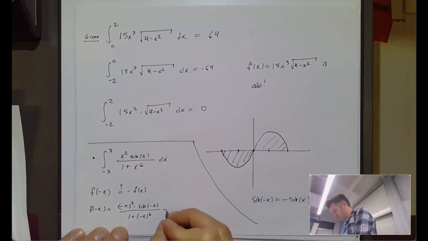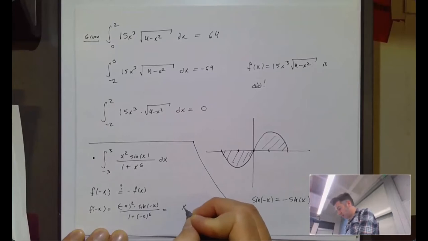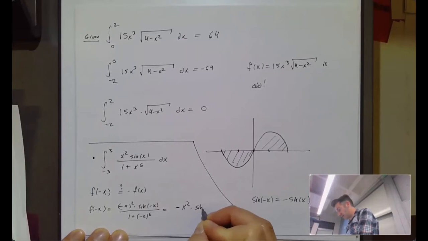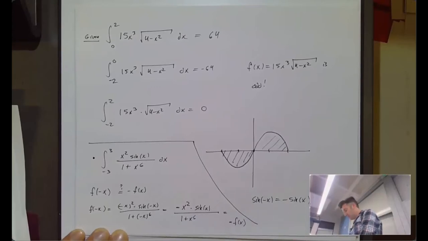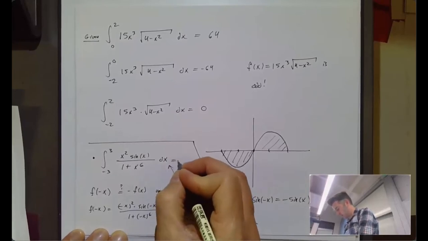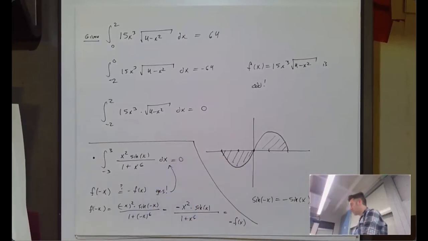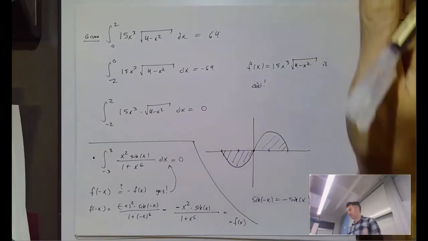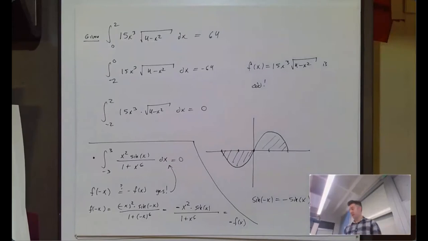So then we can rewrite this as, well, -x squared is positive x squared. Sine of -x is negative sine of x. And then the bottom is 1 plus x to the 6th. Oh yeah, that's definitely equal to the negative of the original function. So this function is odd, which means this integral is equal to 0. So yeah, if you see something that looks funky, but the limits of integration are opposite values, it's probably a good bet that you've got something that's going to equal 0.